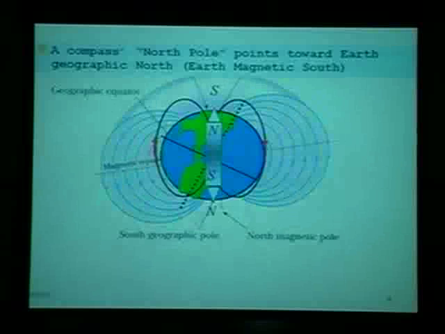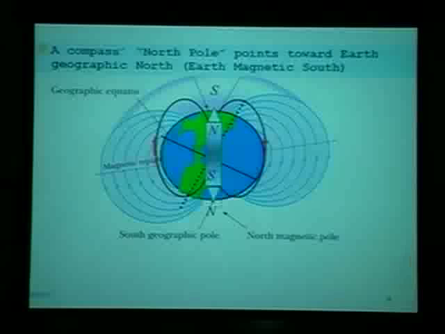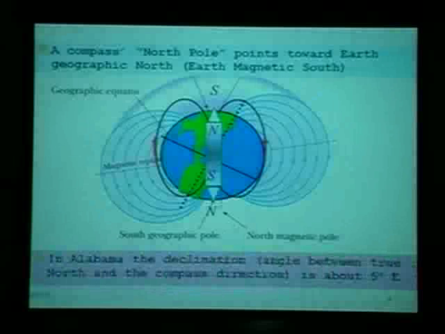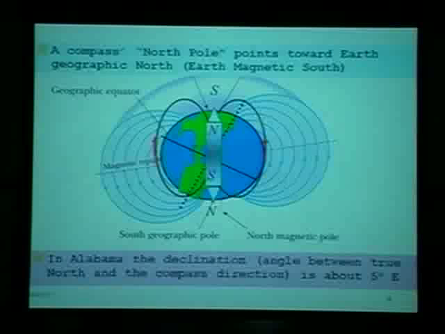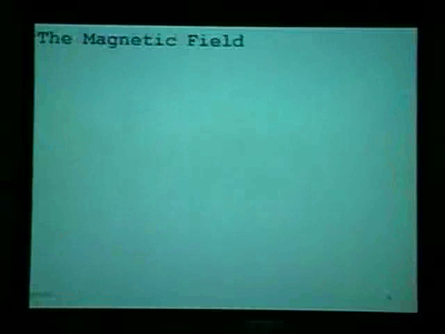Actually, we might have something like this. In Alabama, the declination, the angle between true north and your compass direction, is about 5 degrees east. So if you had a good compass, you'd only be about 5 degrees off from true north if you're using a compass for direction. If you didn't have GPS, I think I would invest in GPS, but if you had a trusty compass, you'd only be 5 degrees off. Until the poles reverse.